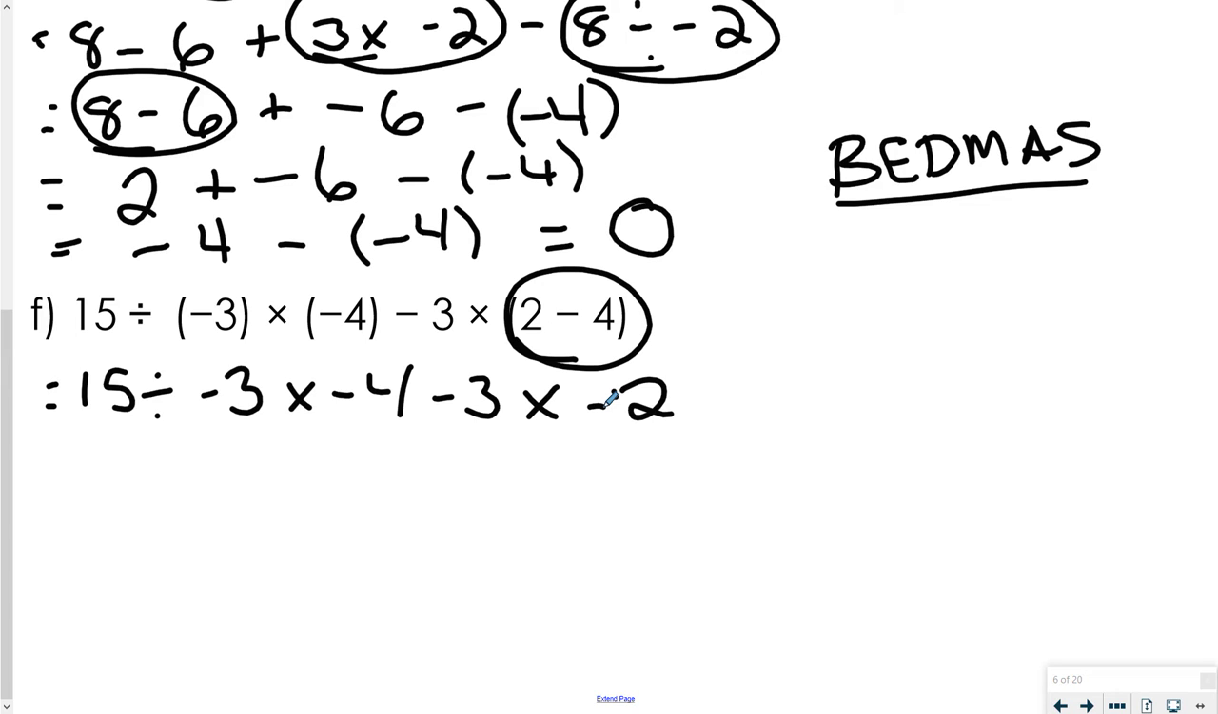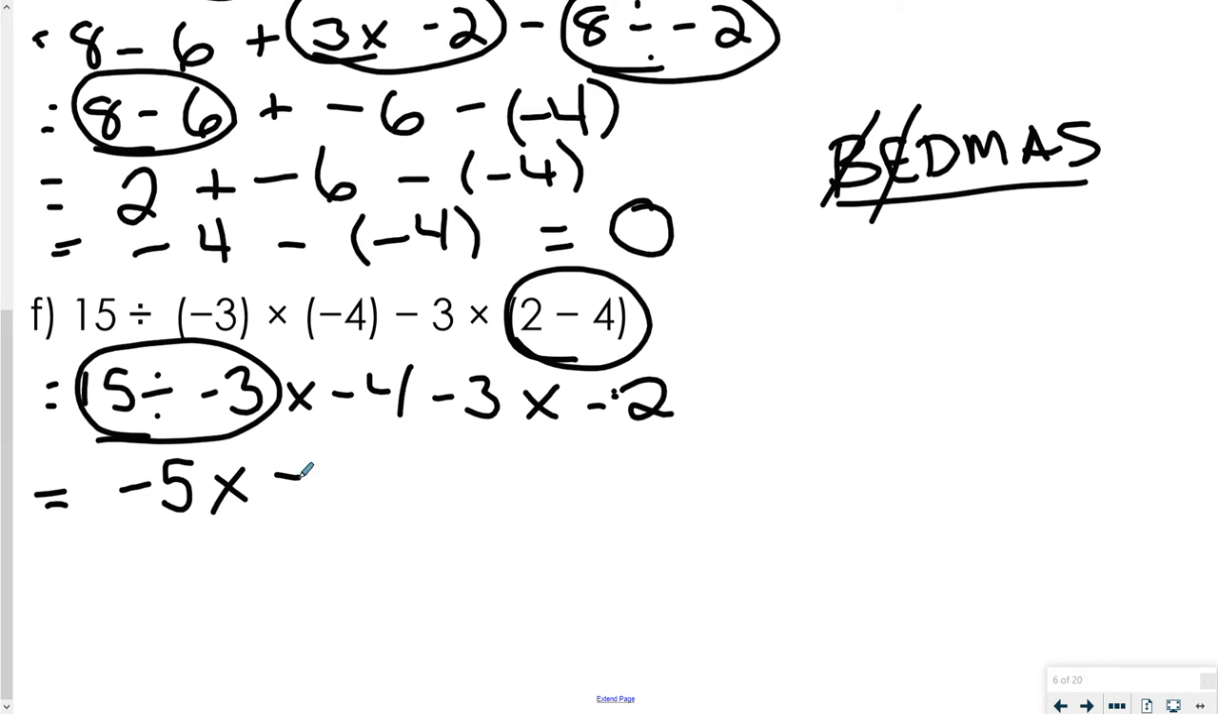Okay, then, so I've done my brackets. Then I don't have any exponents to worry about. So now I look for division or multiplication. Well, I've got this division, so I'll do that first. 15 divided by -3. Well, 15 divided by 3 is 5. There's 1 negative, so it's -5. Then everything else still stays the same.